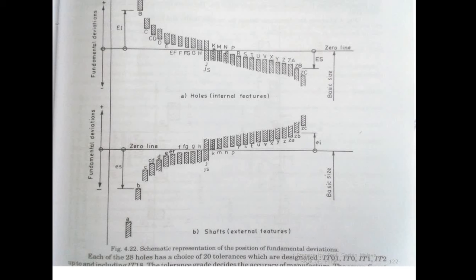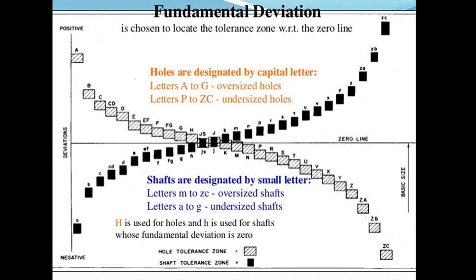You can see this line is overlapping the 0 line. That's why the difference between the 0 line and the minimum size of the hole is 0. That's why H is a hole with the fundamental deviation as 0. Similarly, small h is a shaft whose fundamental deviation is 0.